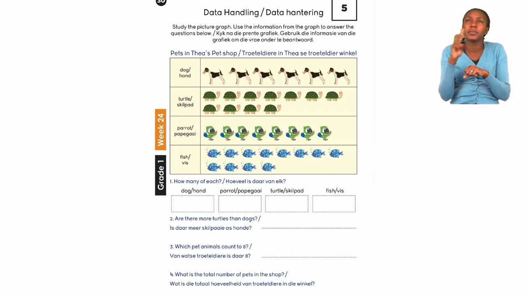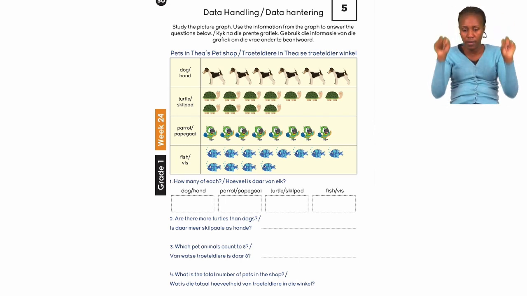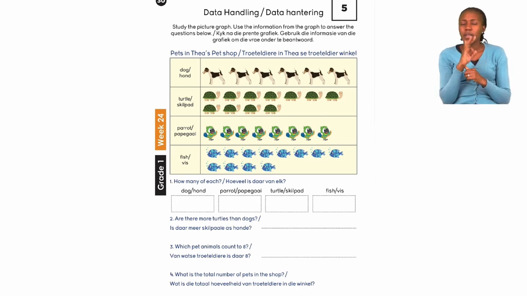Now everyone, I want you to try and answer all these questions by using the information on the graph. If you have a problem, you can always go back and count all the animals again. Have fun doing this activity, boys and girls.